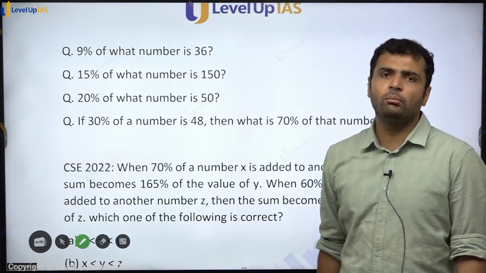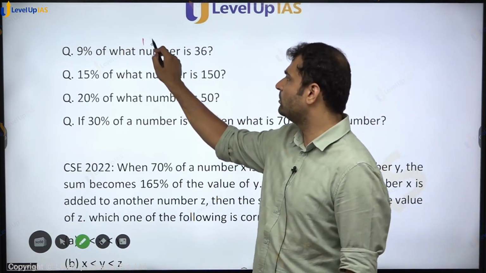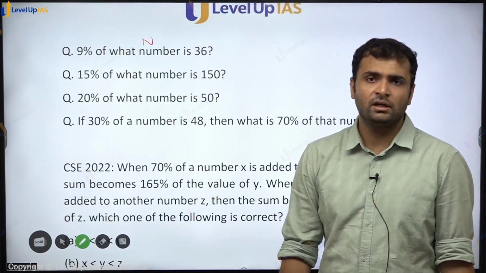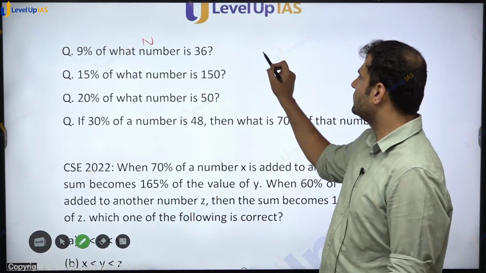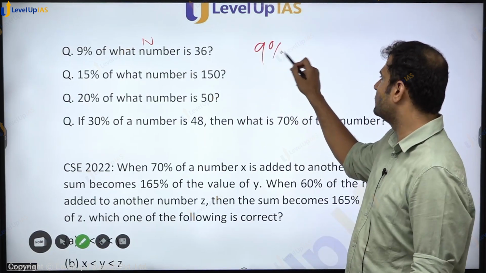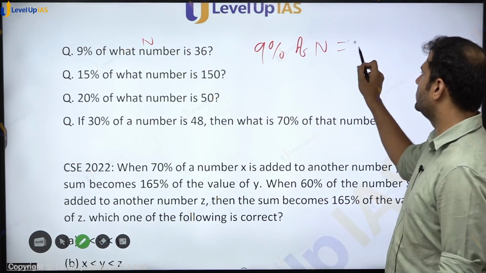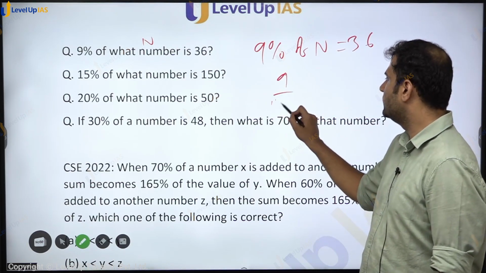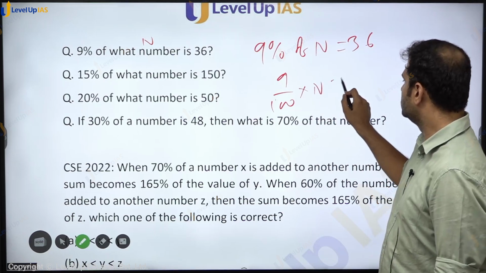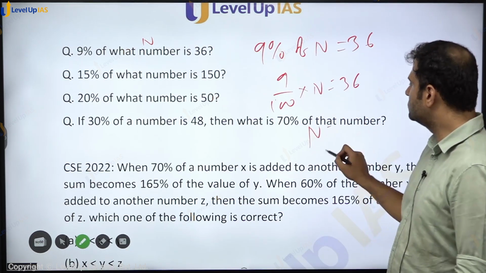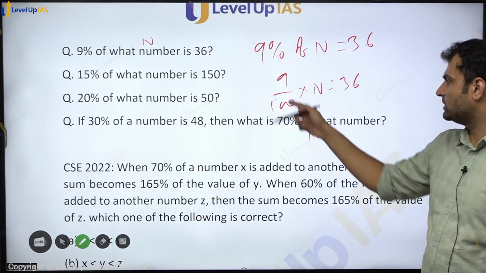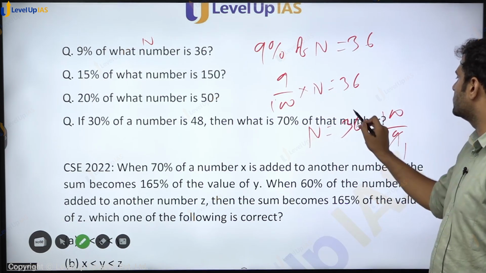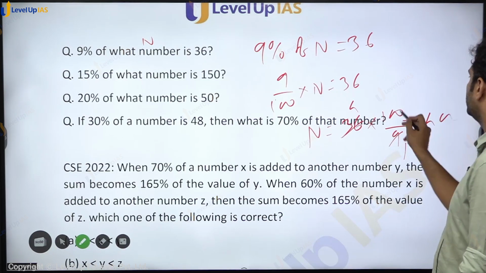9% of what number is 36? We can assume that number to be n. It is like a word problem. So whatever is being asked, we can assume it as unknown. Let us assume that 9% of this number n is 36. 9% is nothing but 9/100 into n equal to 36. n is equal to, this multiplication 9/100 will become 100/9 when we take it to the right-hand side, and this will just be 400, 100 into 4.